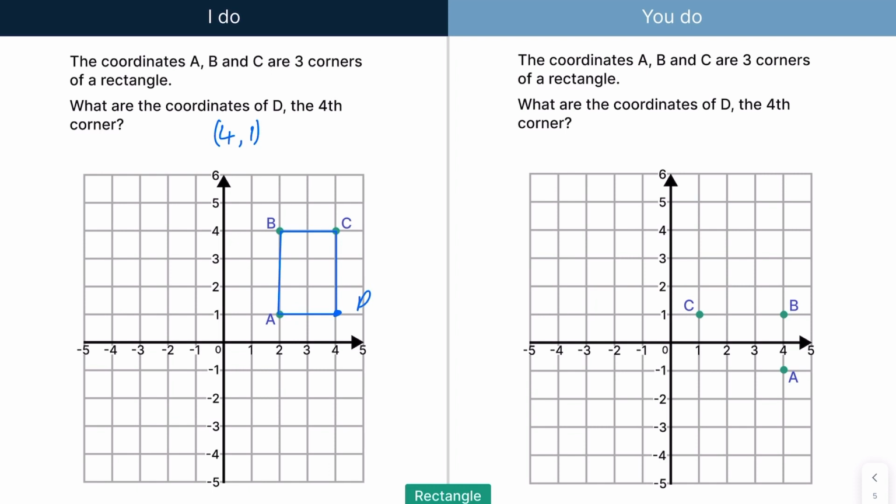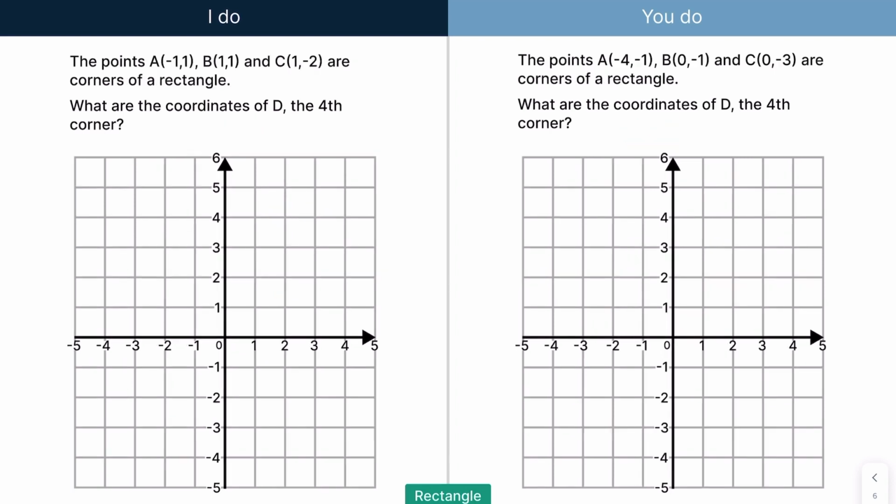So hopefully you've pressed pause and had a quick example on the right. So the coordinates here for D are going to be that one there. That makes it a rectangle, and the coordinates are 1, -1.